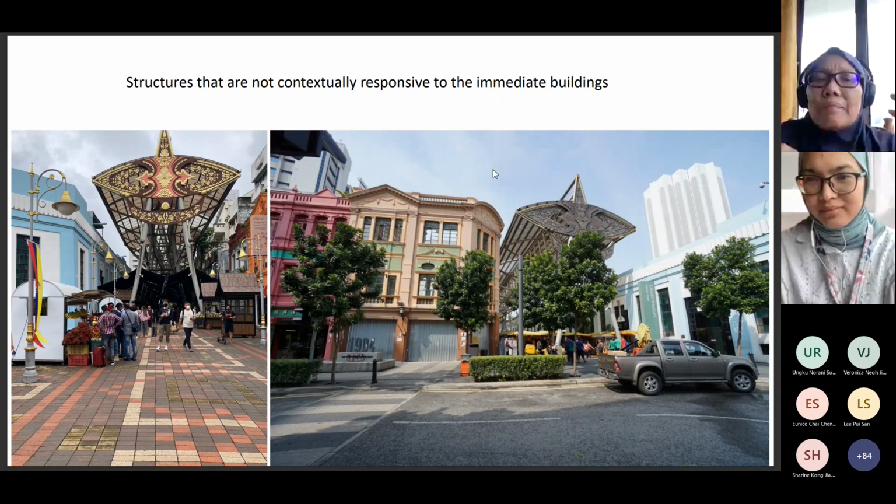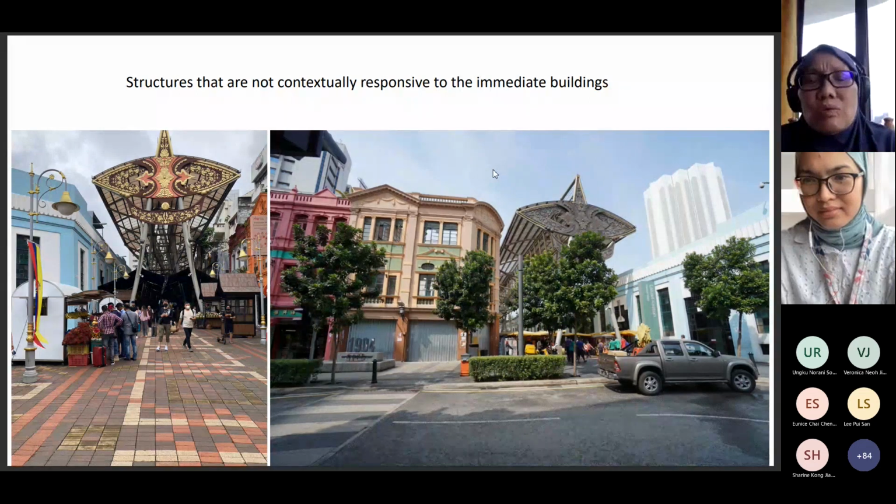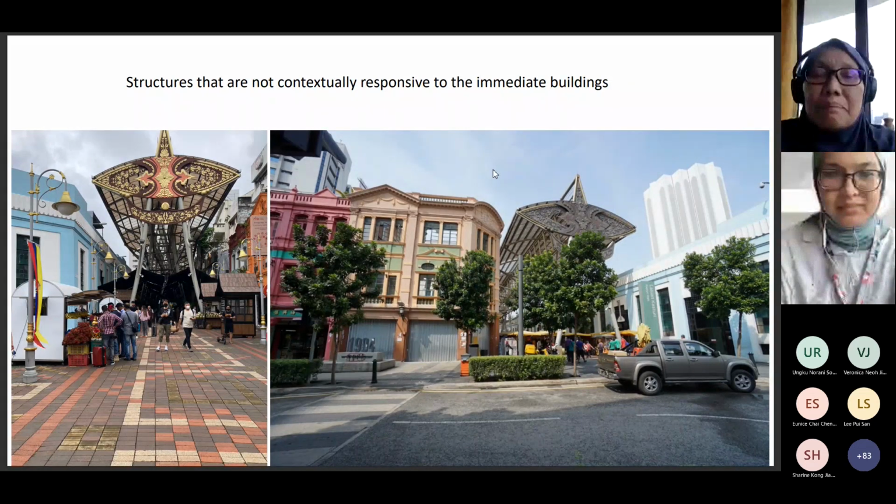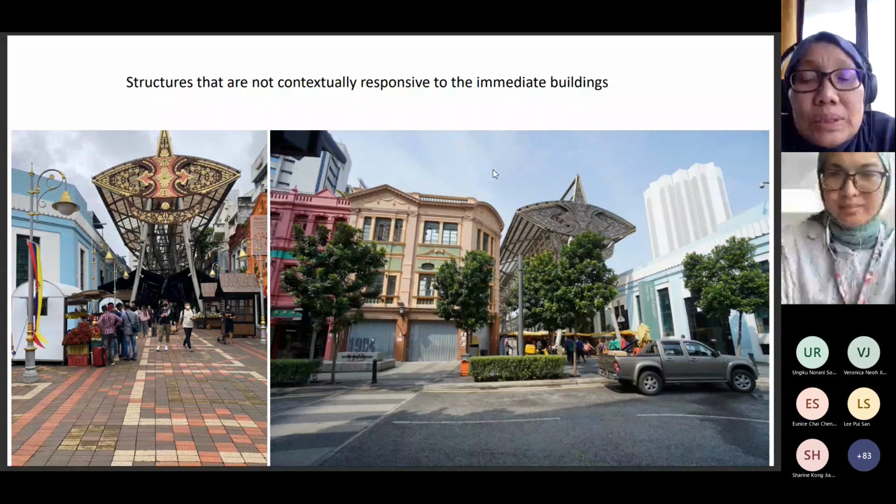So that's why when you do things in the townscape, you also have to look into aspects of meaning and association with the cultural context of the place, not just take anything goes from other places and put it in your part of the town or city. Next.